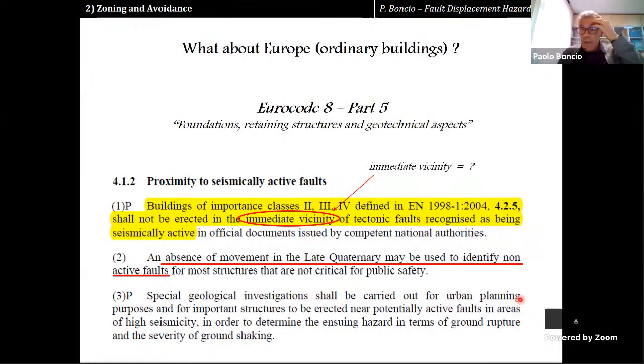What about Europe? We have the Eurocode 8. The Eurocode 8 states that buildings destined for human occupancy shall not be erected in the immediate vicinity of active faults. An active fault is considered a fault with evidence of late quaternary activity. But it is not specified what immediate vicinity means. Moreover, single European states should apply this recommendation by specific regulation. To my knowledge, regulations against fault displacement hazard are quite rare.